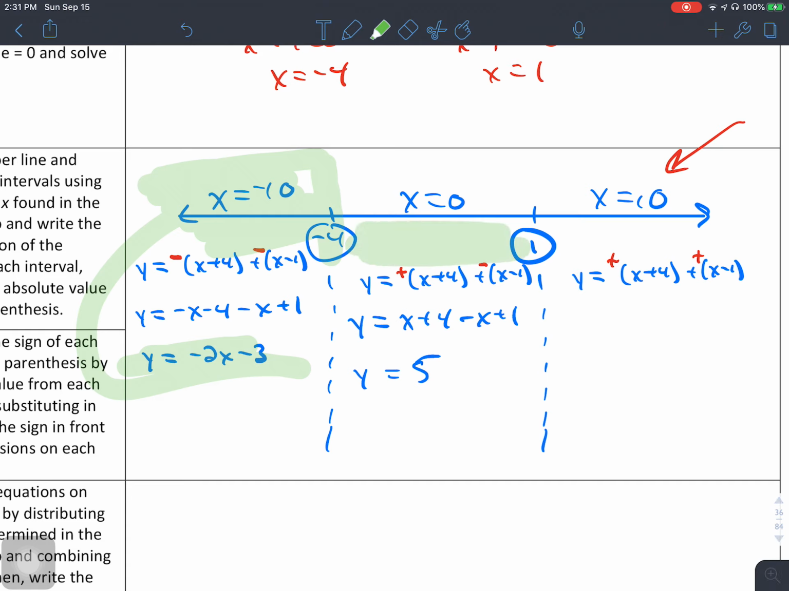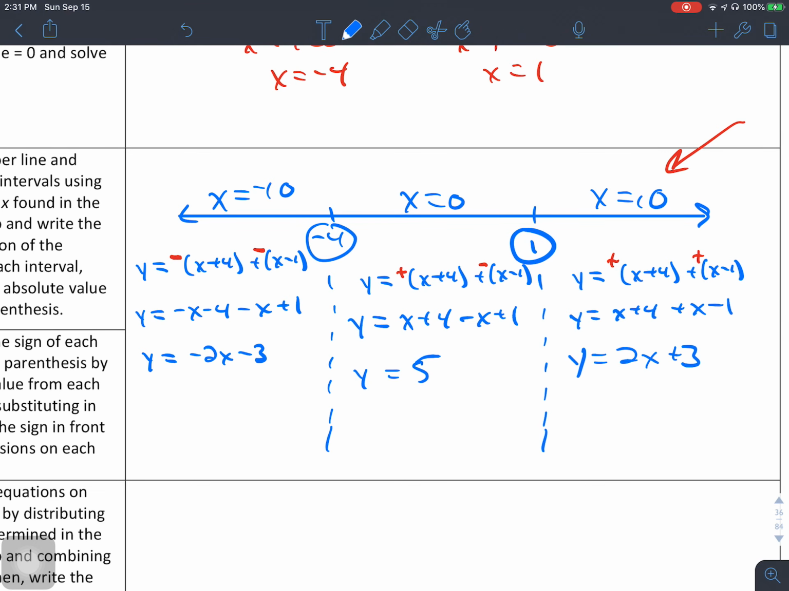Between these x values, -4 and 1, we're supposed to be graphing y equals 5. That's what that means. Over here on the right, distribute the plus sign, you get x plus 4. Distribute the plus sign, you get plus x minus 1. Combine like terms, you get 2x plus 3.